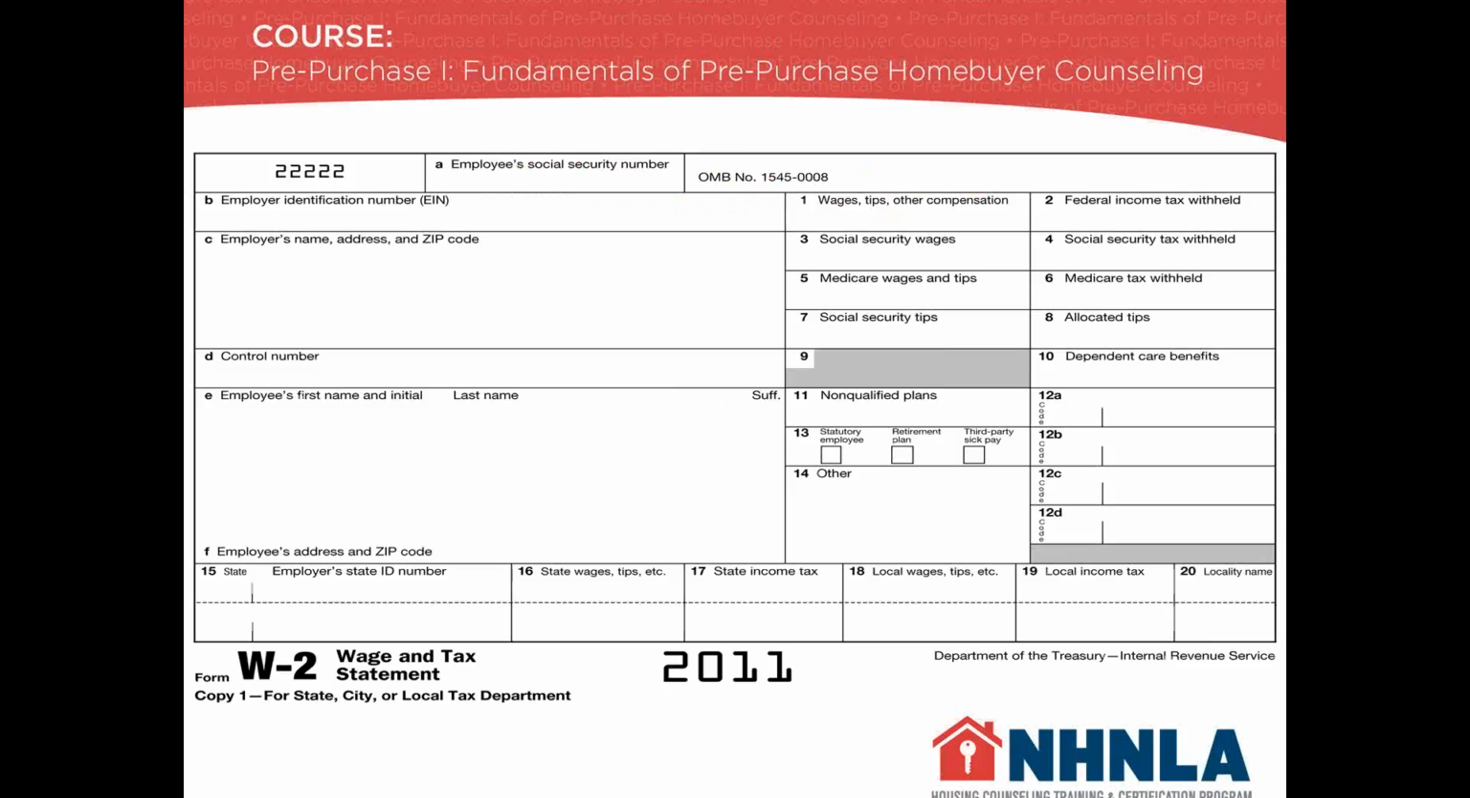Here's an example of a W-2. I'm sure most of you have seen these. If you look at number 1, that's the box that's going to have the total gross. So number 1 is what you're going to use for gross income.